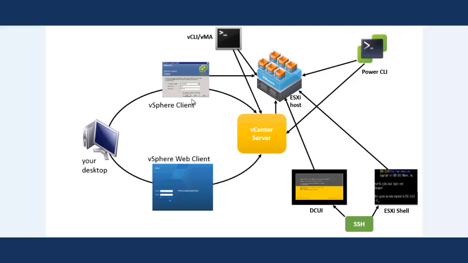But as we are always aware, GUIs or graphical user interfaces do not provide access to all the options or all the attributes. So if you want management of all the attributes, you need the command line interface. And in the command line, we have two options. One is VMA or vCLI, and another one is PowerCLI. Both are remote management options for managing the ESXi host.